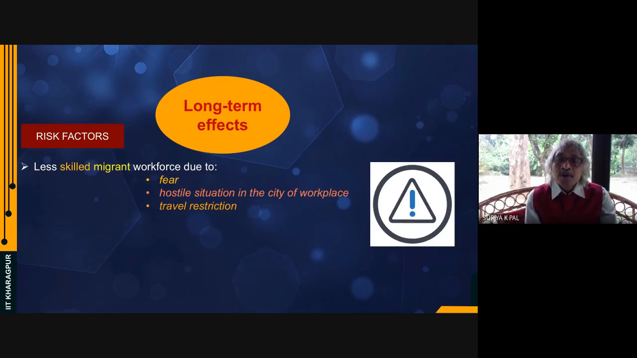And on top of that, there is a travel restriction. Even somebody who is staying close by, who does not need accommodation, maybe 30 or 40 kilometers away from their workplace, used to commute on a regular basis. Now they are unable to do it because there is no public conveyance.